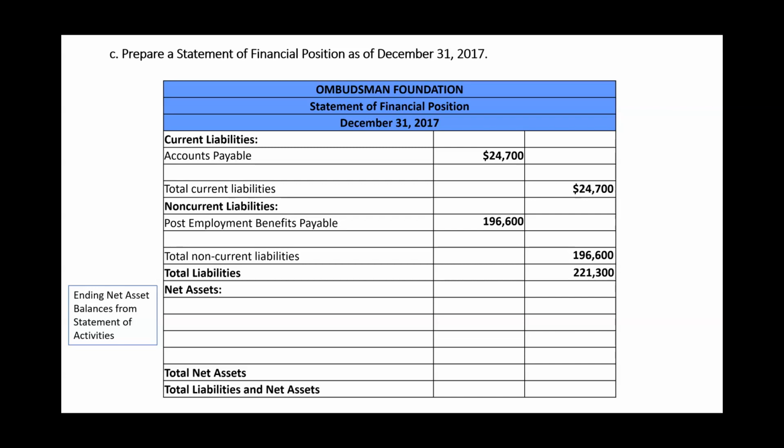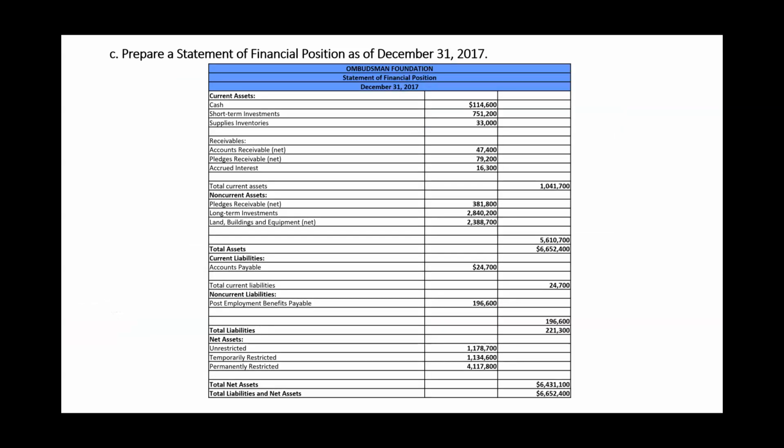Now, we are going to pull the net asset balances for the classifications from the statement of activities. So our three classifications, unrestricted, temporarily restricted, permanently restricted, we'll fill those out. That'll tell us our total net assets, $6,431,100. We add our liabilities to that to get total liabilities and net assets, $6,652,400. If we go back and look at our statement of activities, we'll see that those two numbers balance, which is what we expect. This is the totality of your statement of financial position.